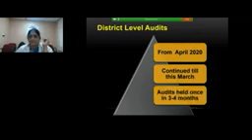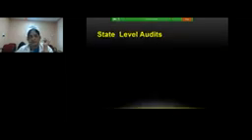Audits were held once in 3 to 4 months, but now the district level audits are physical. We would still like the audits to be continued online. I'll come to it a bit later.